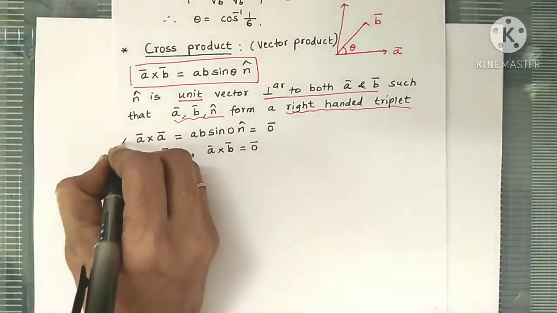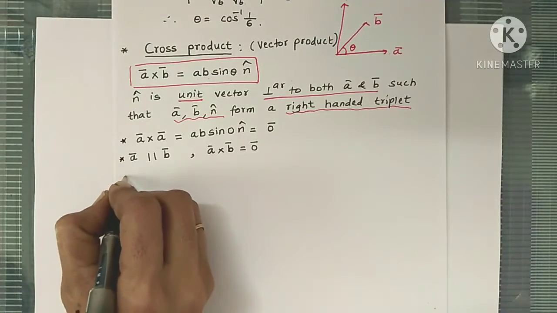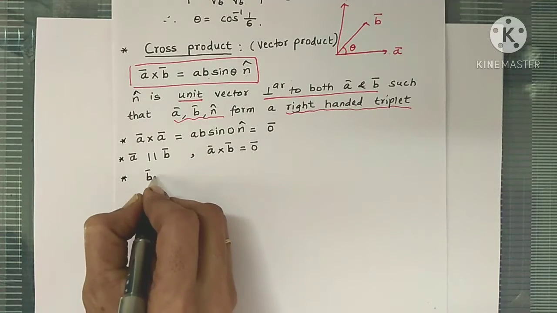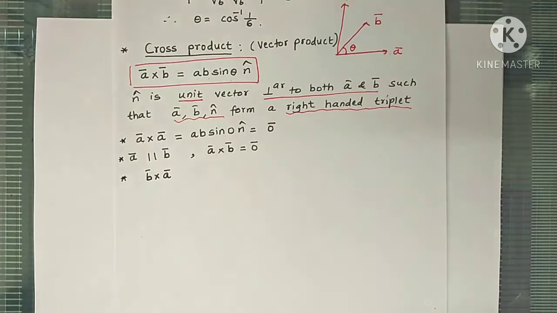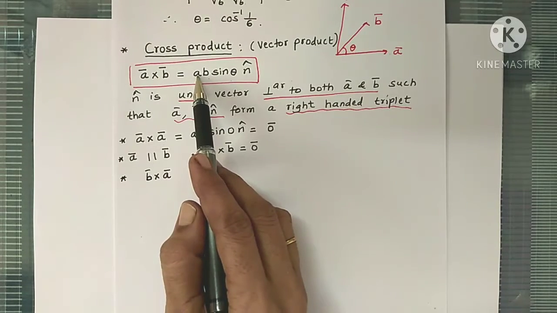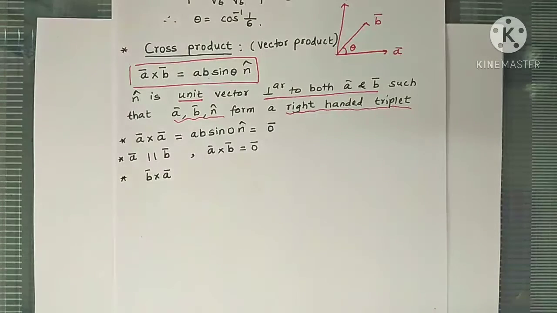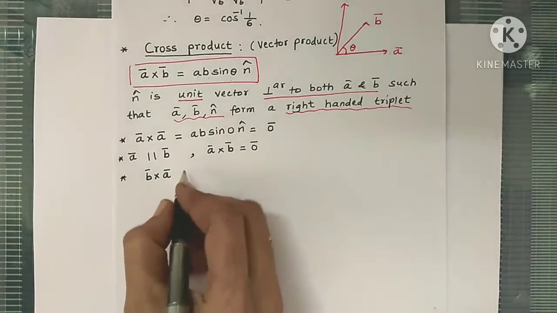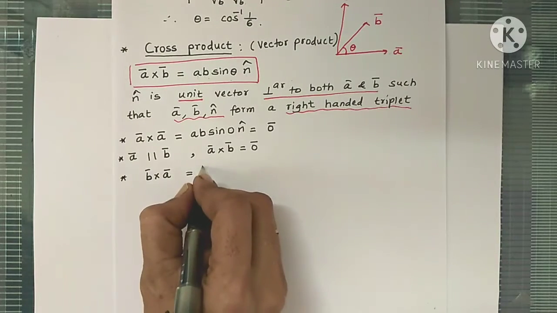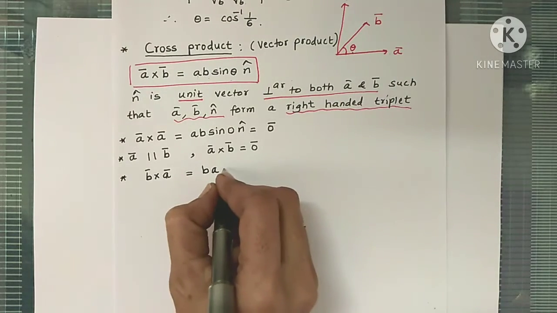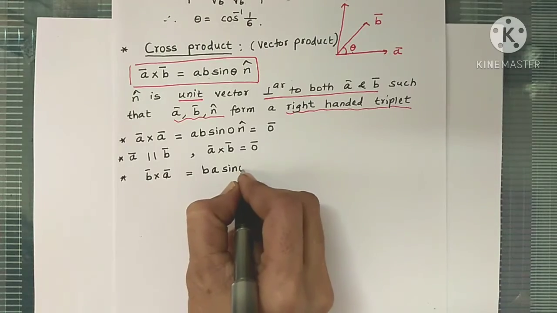Okay. So we have this as the first remark, this is the second remark. Now let's consider B bar cross A bar. What happens for B bar cross A bar? For A bar cross B bar, we write first the magnitude of the first vector, then the magnitude of the second vector, sine of the angle between them, and then the unit vector which is perpendicular to both A bar and B bar, and A bar, B bar, n cap form a right-handed triplet. So if I consider B bar cross A bar, then the modulus of the first vector is B, the modulus of the second vector is A, the angle between them is theta again, so B into A into sine theta.